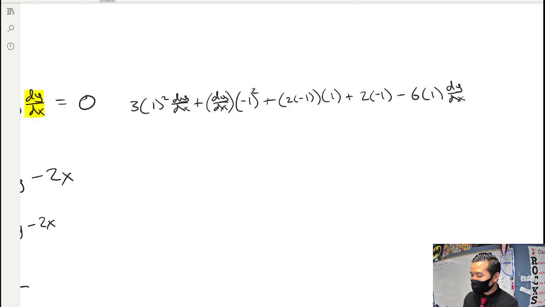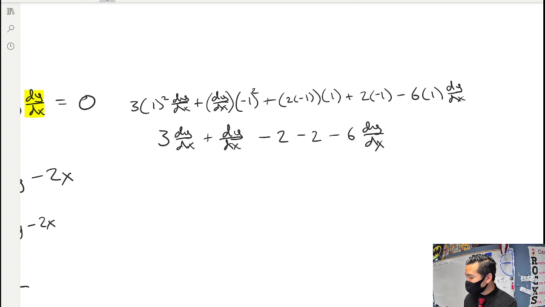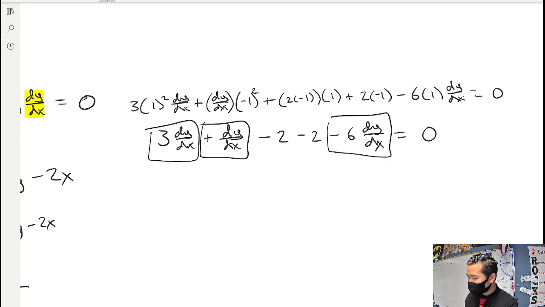Check this out. If you solve this over here, watch this. 3 times 1 is what? 3 dy/dx, yeah? Negative 1 squared is just 1, so this is also plus 1 dy/dx. Negative 2, negative 2, negative 6 dy/dx. What is this all equal to, by the way? 0. Solve this. Combine like terms. Oh yeah, you're right, we'll do that first. That's easier. Negative 4.